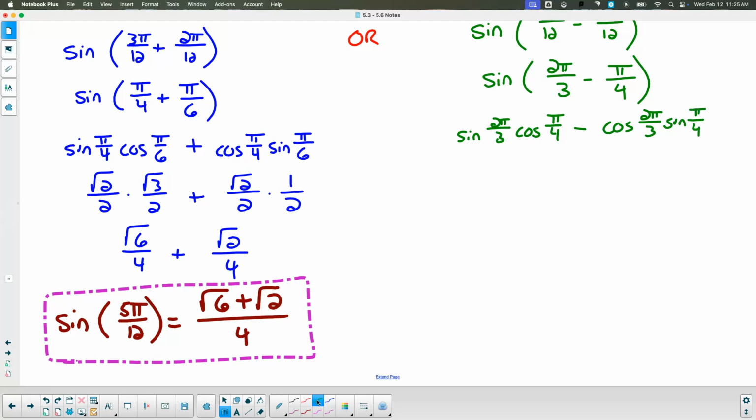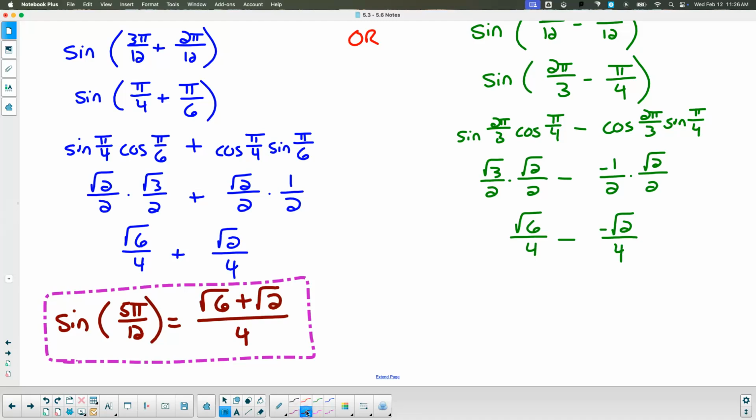Sine at 2 pi over 3 is the square root of 3 over 2. Cosine at pi over 4 is square root of 2 over 2. Cosine at 2 pi over 3 is negative 1/2. Sine at pi over 4 is square root of 2 over 2. So then this gives me the square root of 6 over 4 minus negative square root 2 over 4.